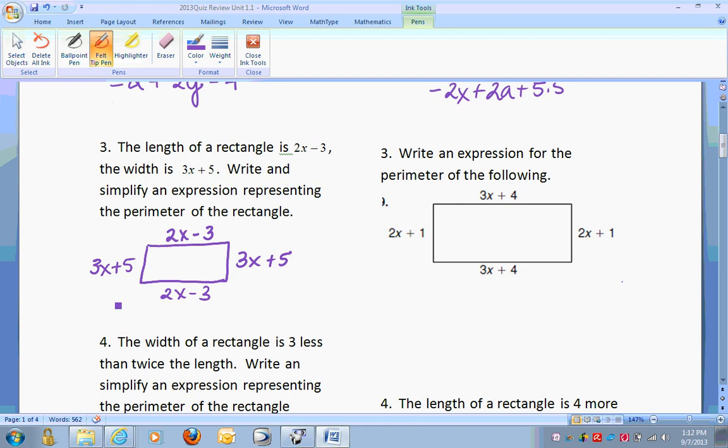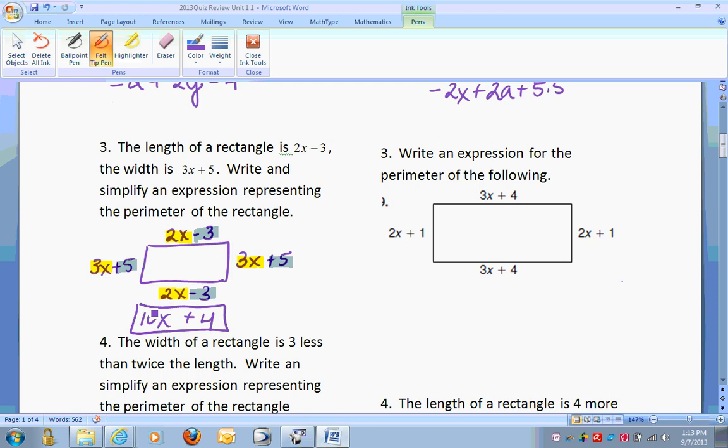Now, to find the perimeter means adding up all the sides. So I can go ahead and combine all my x's. So I'm going to highlight positive 2x, positive 2x, positive 3x, and positive 3x. And when I combine all my x terms, that gives me positive 10x. Now I'm going to combine all my constants of negative 3, positive 5, and positive 5. And when you add all those blue numbers together, you should get positive 4. So this is my answer for a simplified expression representing the perimeter of the rectangle.